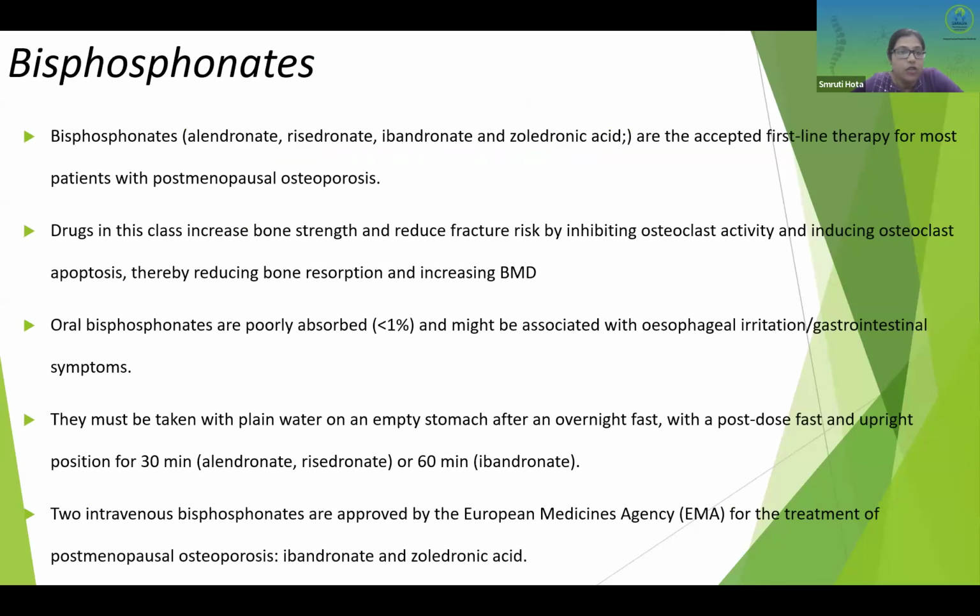Then coming to the bisphosphonates, that include alendronate, risedronate, ibandronate, and zoledronic acid. These are the established first-line treatment for most patients with postmenopausal osteoporosis. They act by inhibiting osteoclast activity and inducing osteoclast apoptosis. By reducing bone resorption, they lead to increased BMD and enhance bone strength.